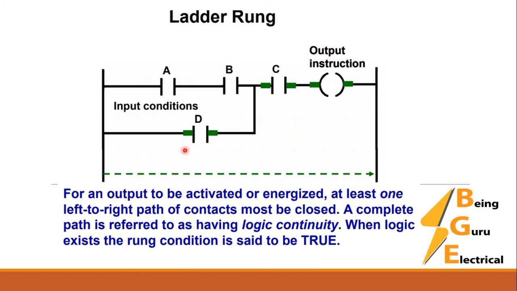Now see how the rung operates. If any path from left to right is closed, the output will be true. For the output to be activated or energized, at least one left to right path of contacts must be closed. Either A, B, C will be closed, or D and C will be closed to operate the output instruction. A complete path is referred to as having logic continuity. When logic continuity exists, the rung condition is said to be true.